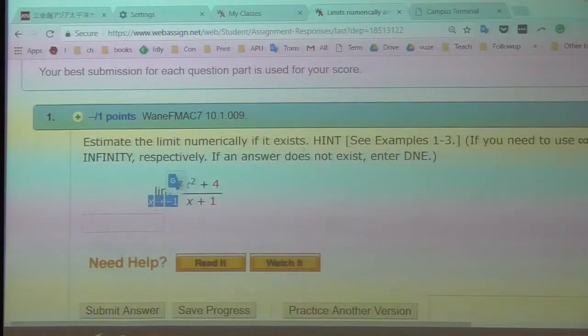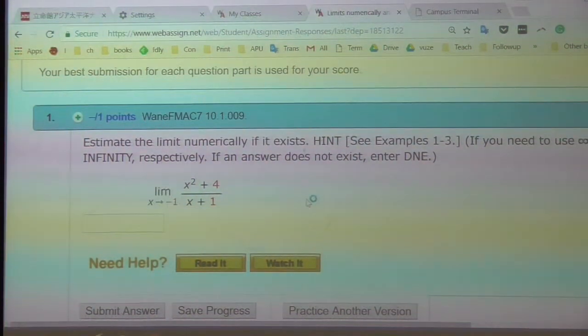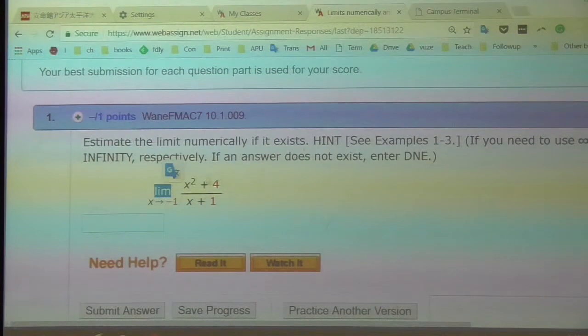Okay? So that's x approaches -1, right? And then you read the whole thing as, the limit of, and then you read the function, and then you say as x approaches -1. Okay, so let's read it again. You say the limit of, and then you read the function. So you say x squared plus 4 over x plus 1, right? And then you say as x approaches -1.